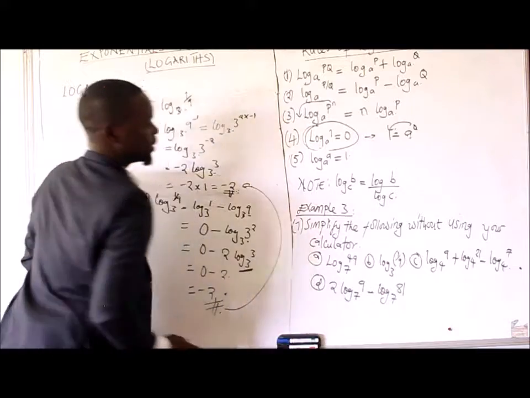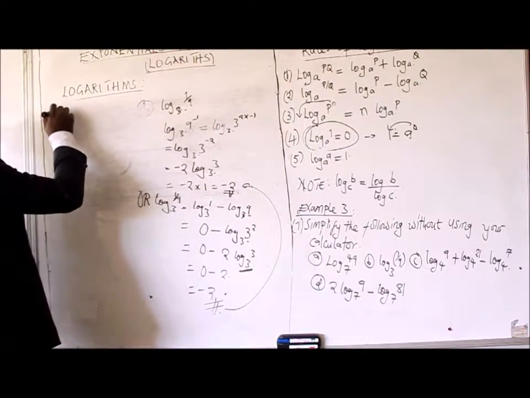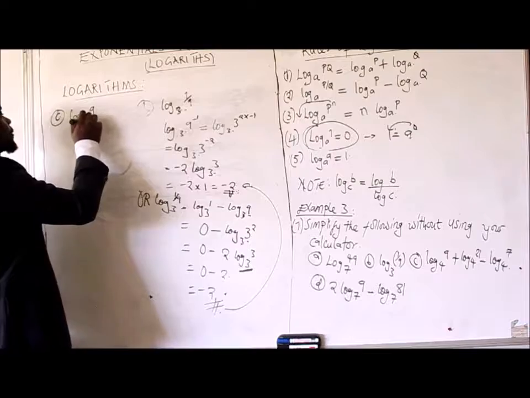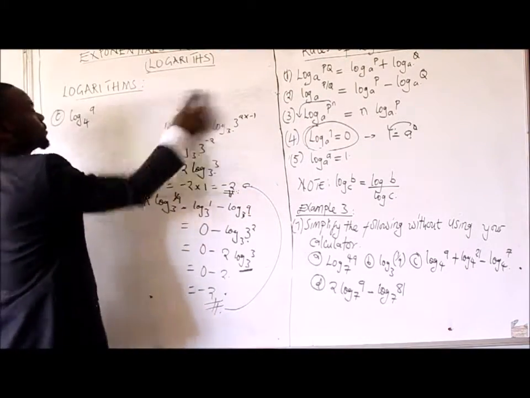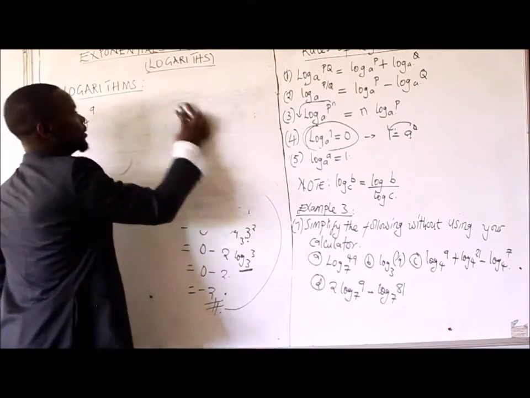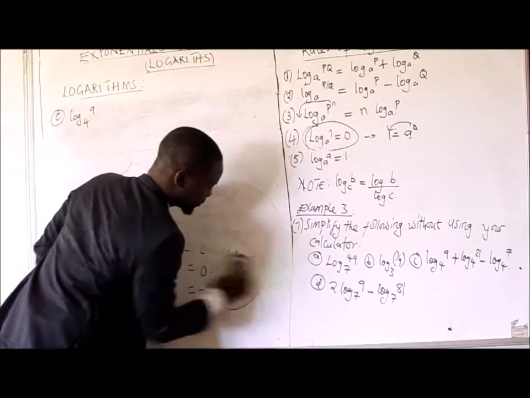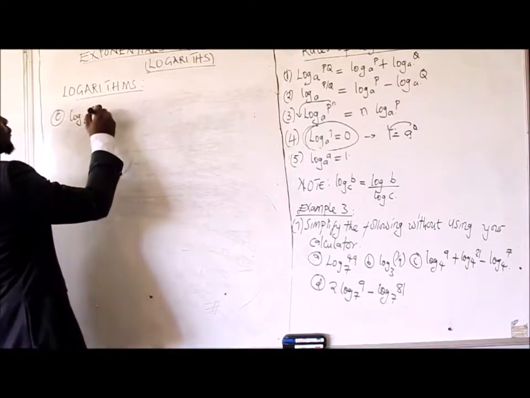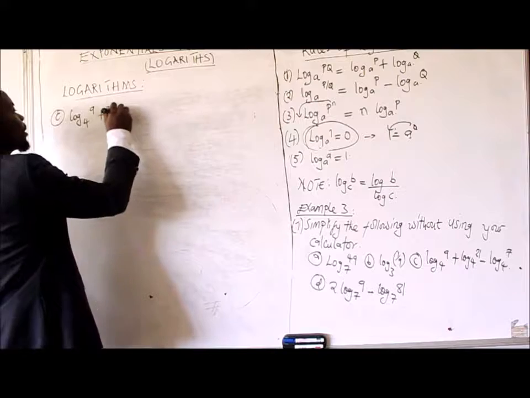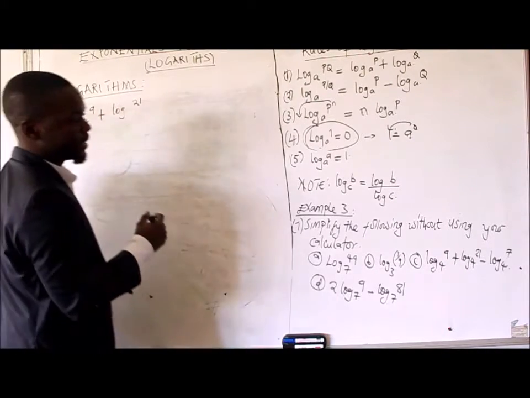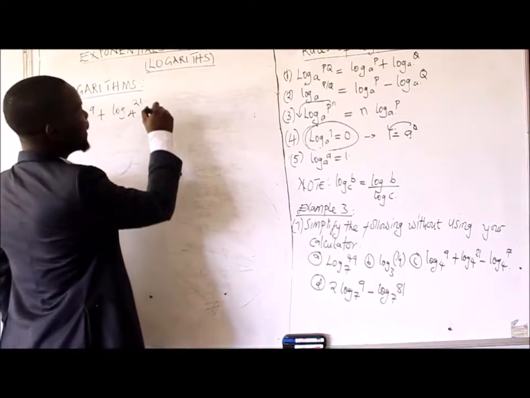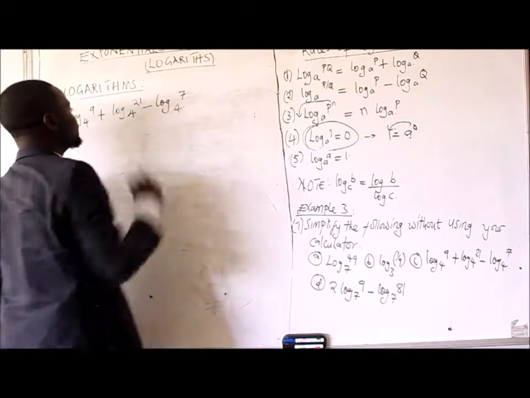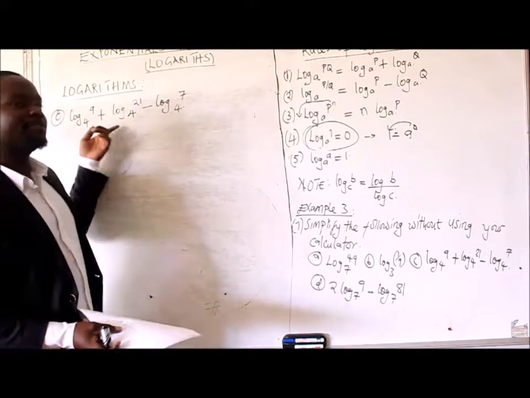Let's go to question C. Question C is saying log of 9 base 4 plus log of 21 base 4 minus log of 7 base 4. Right, so let's simplify this one.